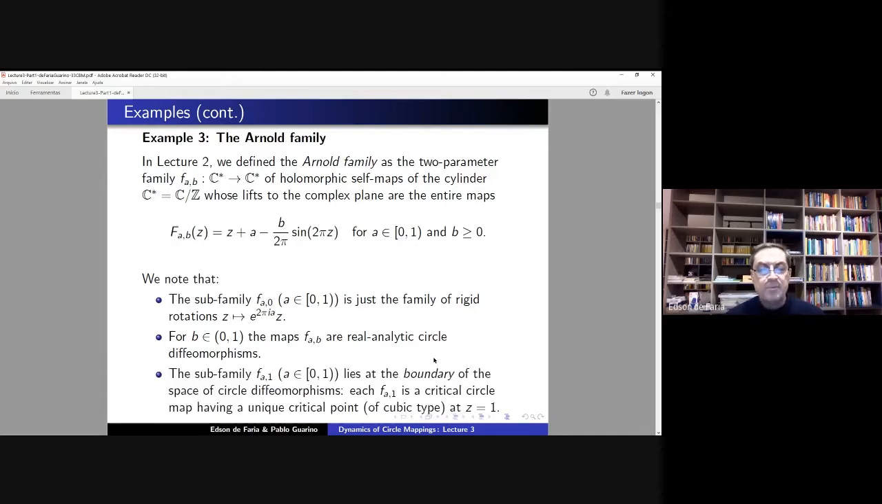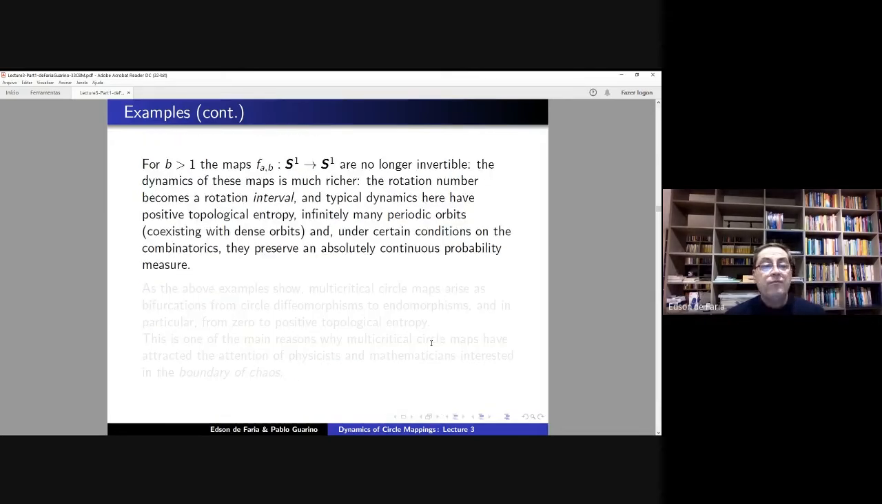Now, if you set b equal to 1, then it's not difficult to see that you have a critical point. You get a critical point at z equals 1 when you quotient the map down to the cylinder. Now, you could also consider this family for b greater than 1, but then these maps, induced on the circle, are no longer invertible.